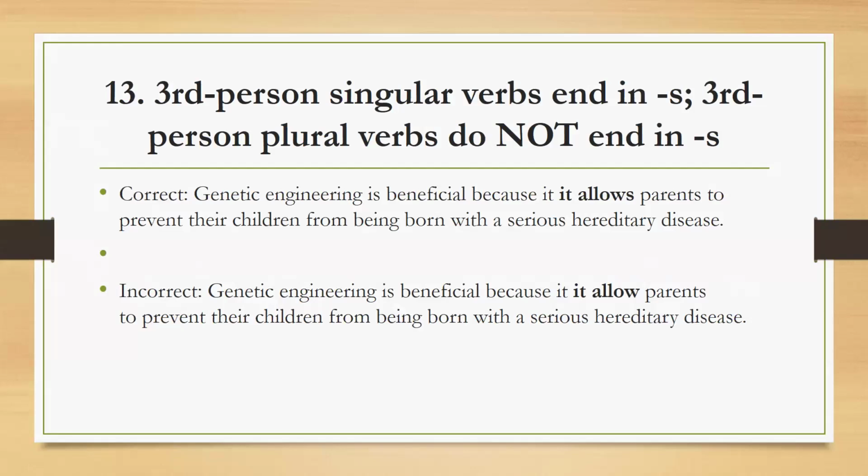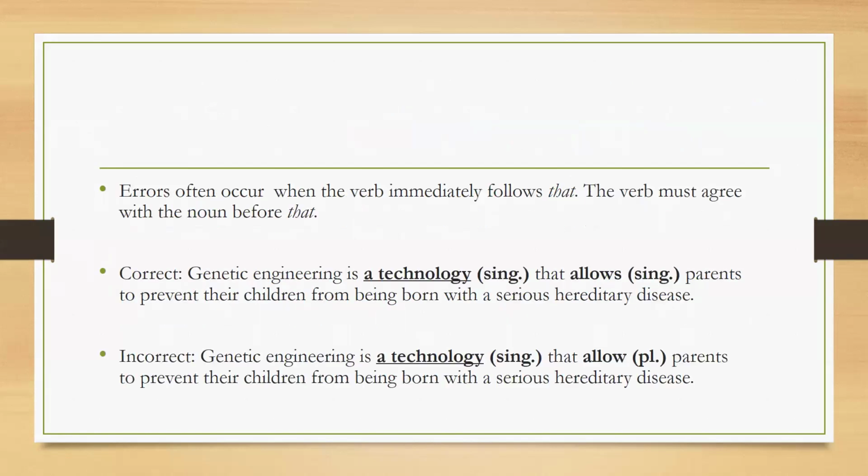Third person singular verbs end with the S. Third person plural verbs do not end in the S. So correct English: genetic engineering is beneficial because it allows parents to prevent their children from being born with a serious hereditary disease. The incorrect way: genetic engineering is beneficial because it allows parents to prevent their children from being born with a serious hereditary disease. Errors often occur when the verb immediately follows that. The verb must agree with the noun before that.